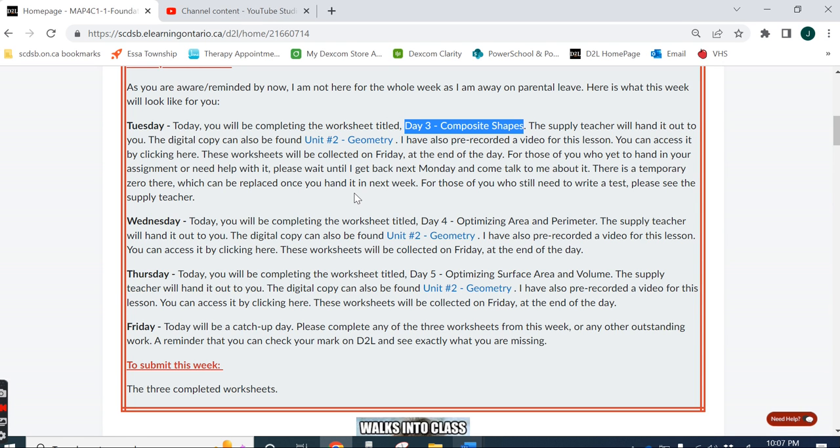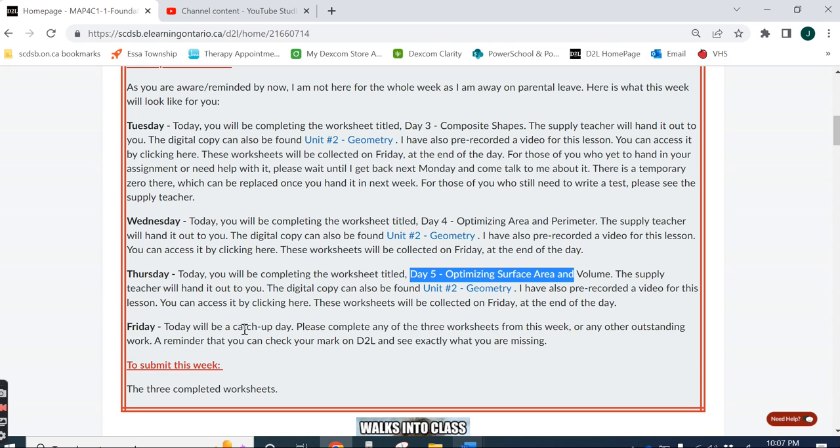Now, so long story short, what this week looks like is you will have a worksheet on Tuesday to complete with an accompanying video. Wednesday, you will have one as well for day 4, optimizing area and perimeter. And you will have another one on Thursday, day 5, optimizing surface area and volume. On Friday, all 3 of those worksheets will be collected and submitted like I normally would on any other given day.